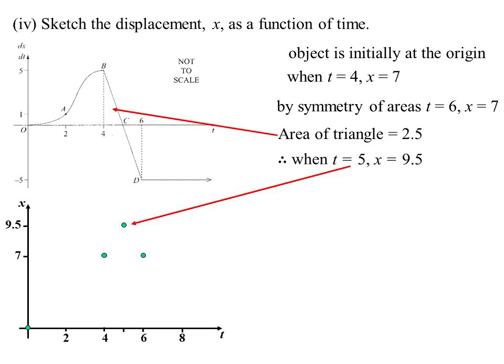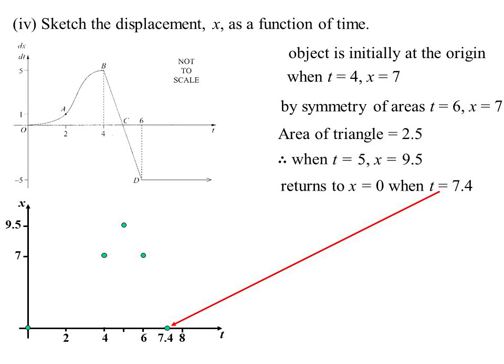I can actually work out the area of the triangle, and that's why I've gone up to 9.5. The area of that triangle is 2.5. Bang, I'll plot that point in. We also said it returns to the origin at t equals 7.4. So I've marked that point in as well.